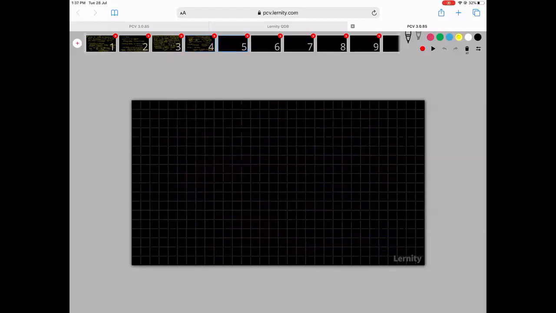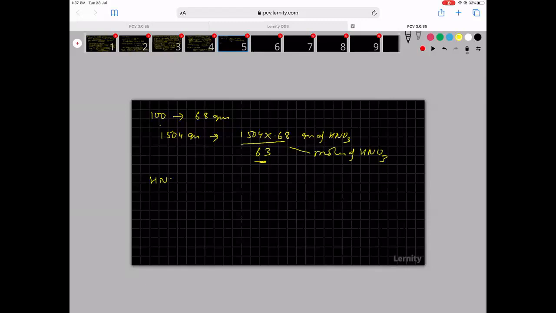Now in 100 grams, the weight is 68%. So in 100 grams of solution, I have 68 grams. So in 1504 grams, I'll have 1504 into 0.68 grams of HNO3. Now this divided by 63 will give me the moles of HNO3. How did I get 63? The molar mass of HNO3. What is the molar mass? 1 plus 14 plus 16 into 3, 48. So 48, this is 62, 62 plus 1 is 63. So this is equal to 63.